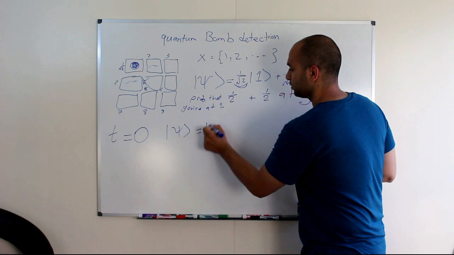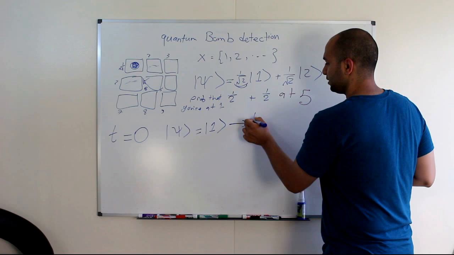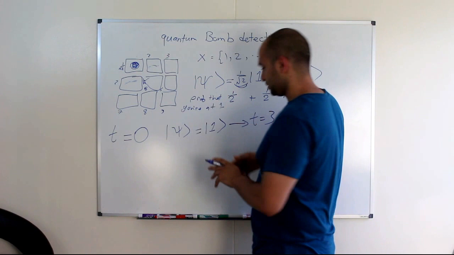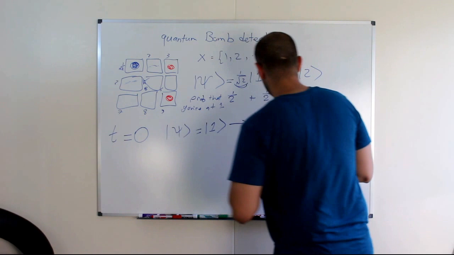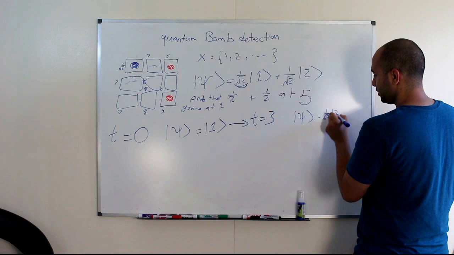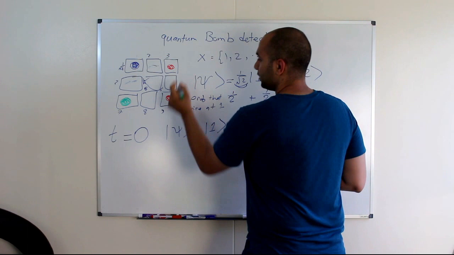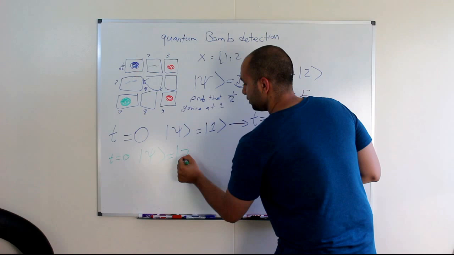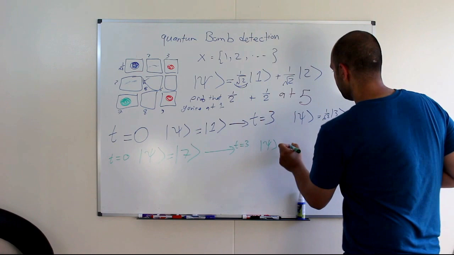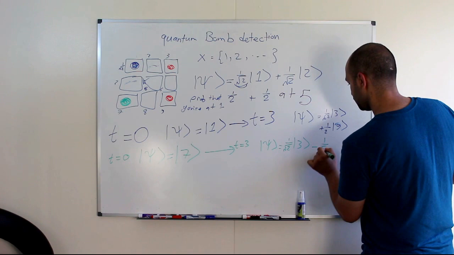Then you wait for some time, let's say at t equals 3. You are at some state, maybe it's a mix of 3 and 9. This is the state which is 1 over square root of 2 in 3 plus 1 over square root of 2 in 9. And let's also assume that if you started in a different state at t equals 0, if you start at 7, you end up at t equals 3 in the state 1 over square root of 2 in 3 minus 1 over square root of 2 in 9. So you can also have a minus sign there.